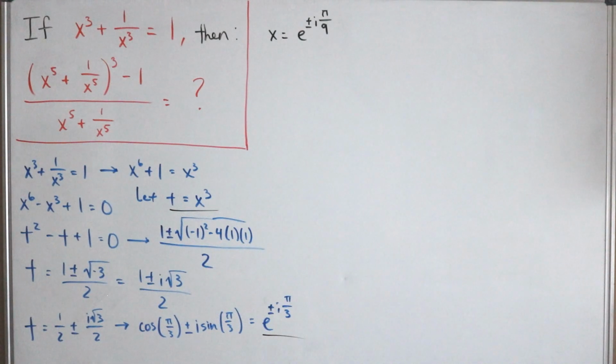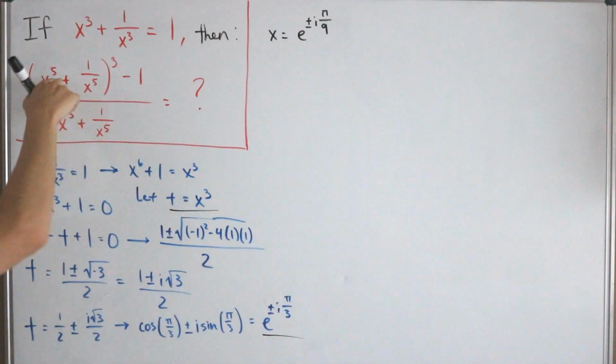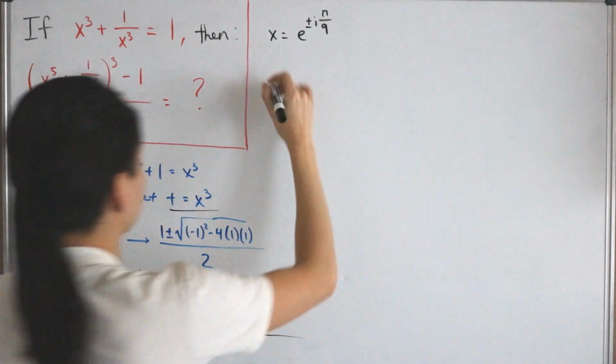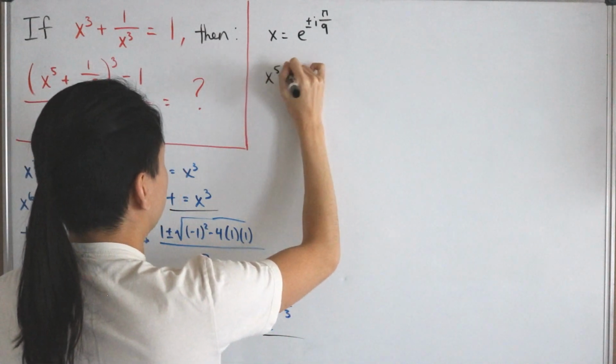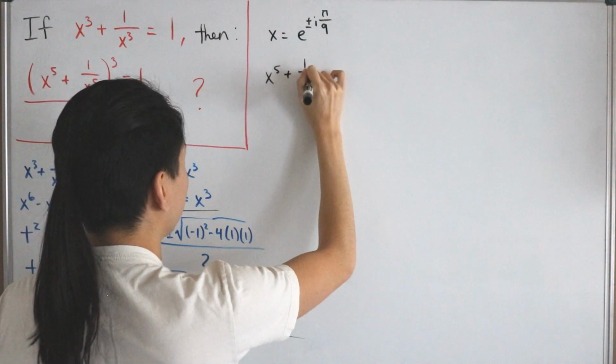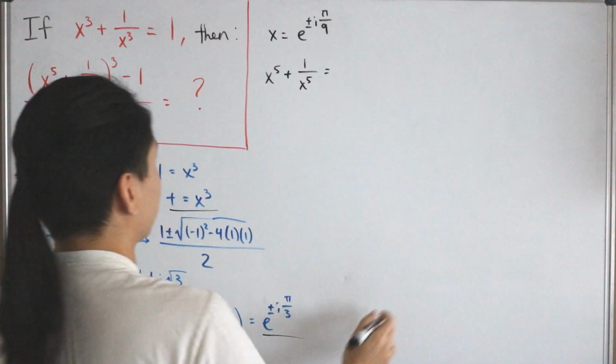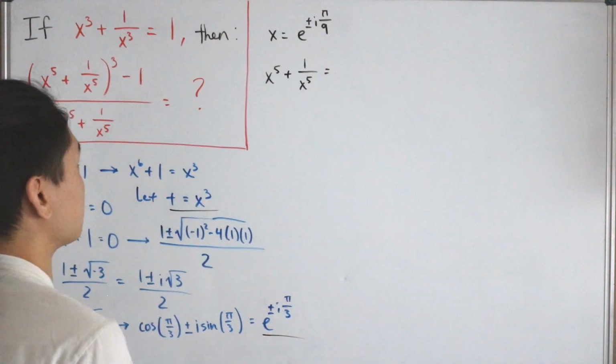So let's actually take things one step at a time. Now we have x to the power 5 plus 1 over x to the power 5. So let's get that out of the way first: x to the power 5 plus 1 divided by x to the power 5. In other words, we plug this back in. Keep in mind I have a plus and minus case.